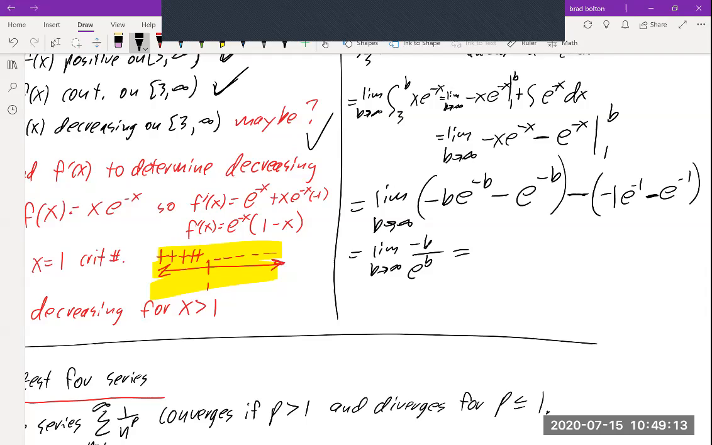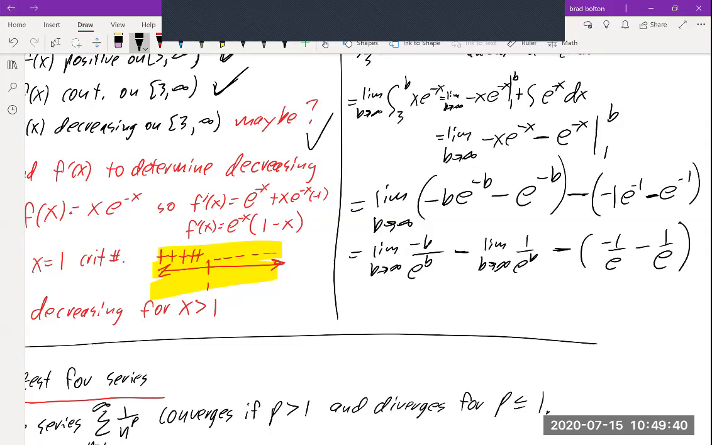This will become minus the limit as b approaches infinity of 1 over e to the b. That's no problem. And this will become minus the limit of this. There's no b to plug in, so this will just be negative 1 over e, minus 1 over e.